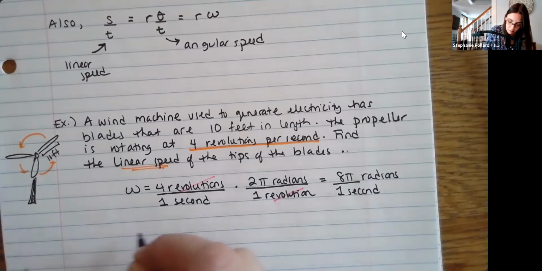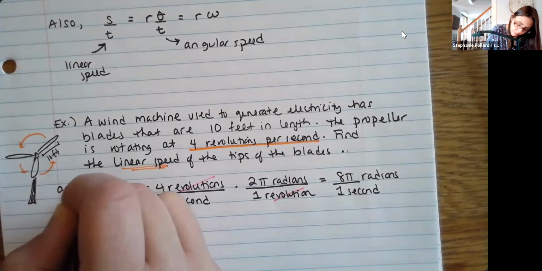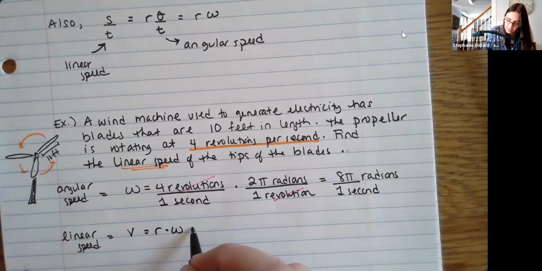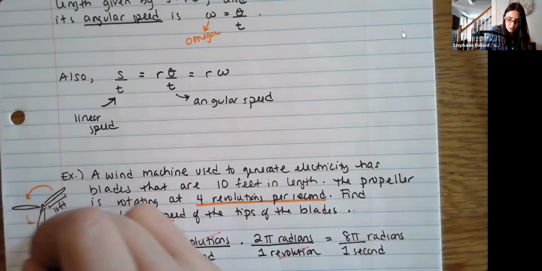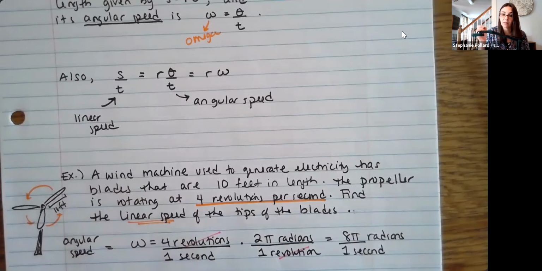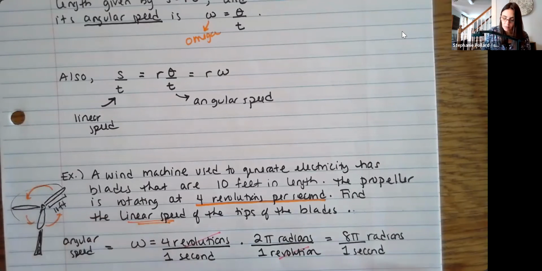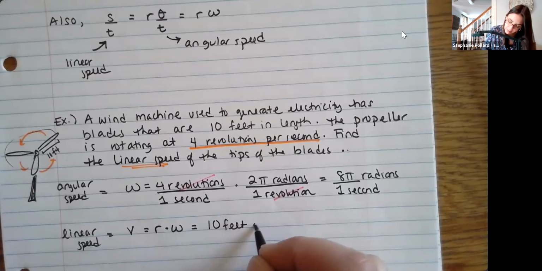So my linear speed, and this was my angular speed, is equal to the radius times this value. My radius here is 10 because if you think about this as a circle, your radius is going out 10 feet. Those blades are 10 feet long. You can see there's that circle being formed, right? Kind of going right around there. So our radius is 10 feet. And then we're multiplying that by 8 pi in 1 second.